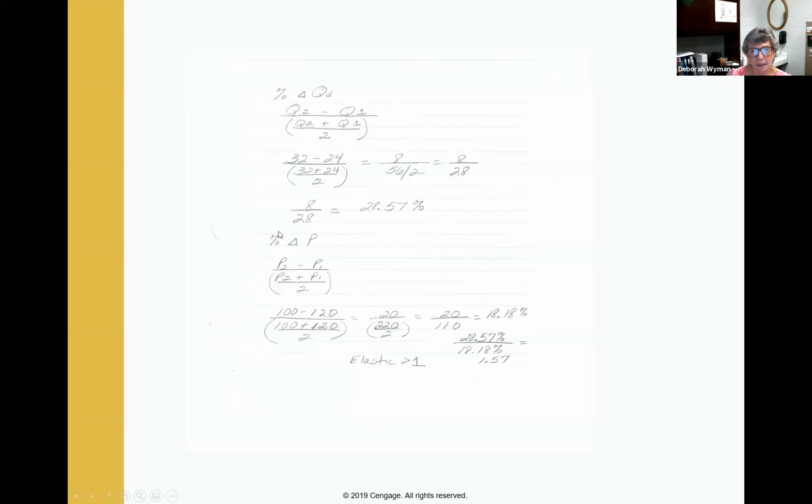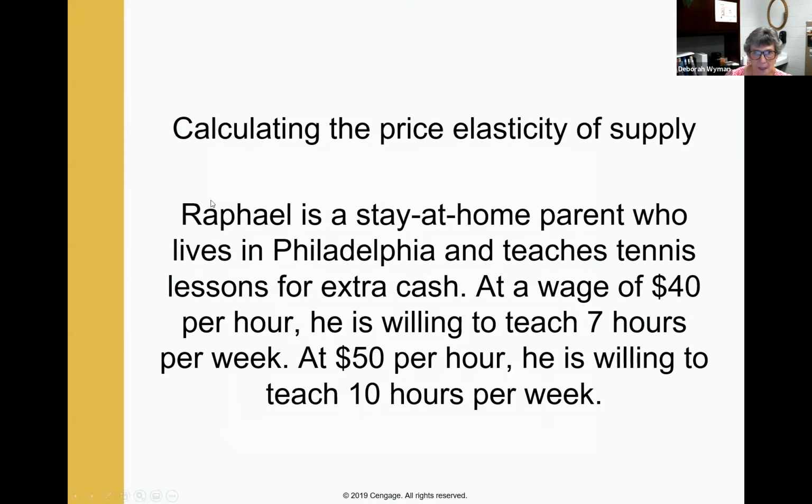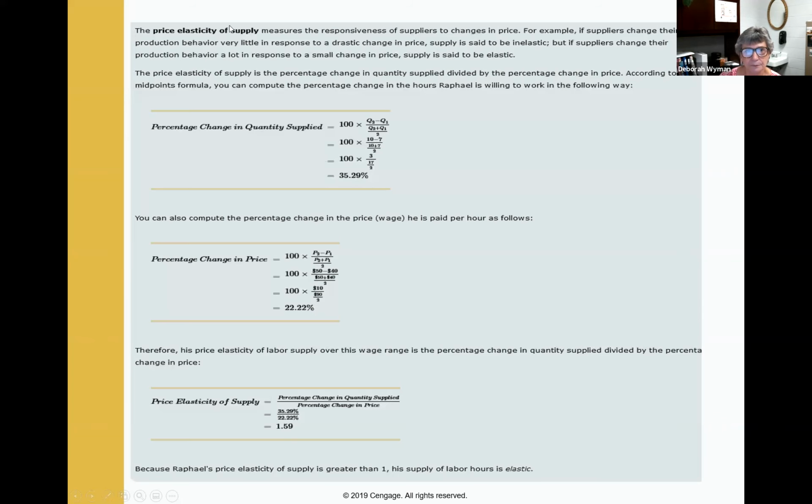So hopefully looking at your work and then looking at this example will help you. Okay, so calculating the price elasticity of supply. Raphael is a stay-at-home parent who lives in Philadelphia and teaches tennis lessons for extra cash. We don't care. All we care about are the numbers. At a wage of $40 an hour, he is willing to teach 7 hours per week. At $50 per hour, he is willing to teach 10 hours per week. So let's see how this calculates out.